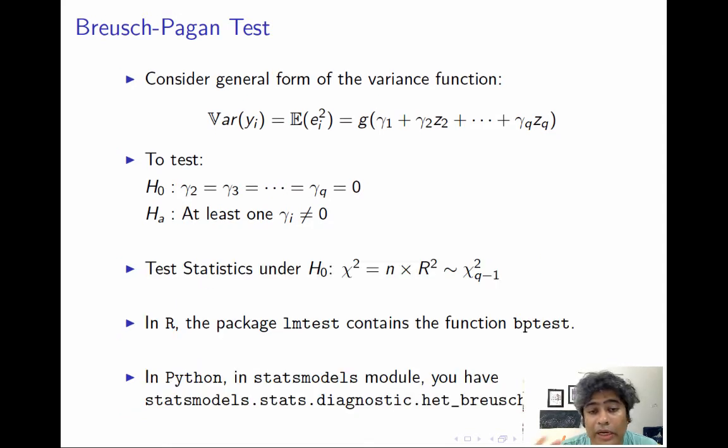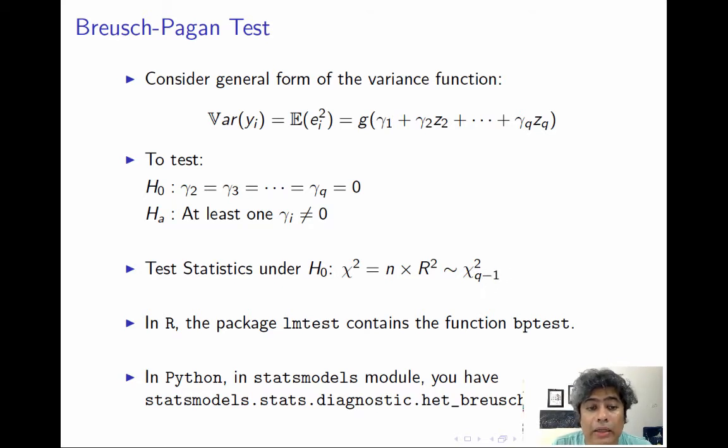Now what kind of test can we do? The Breusch-Pagan test conducts a chi-square test, where under the null hypothesis the statistic is basically n times R square. R square is the coefficient of determination, which we will discuss very soon. Under the null hypothesis, this test statistic, n times R square, follows a chi-square distribution with q minus 1 degrees of freedom.